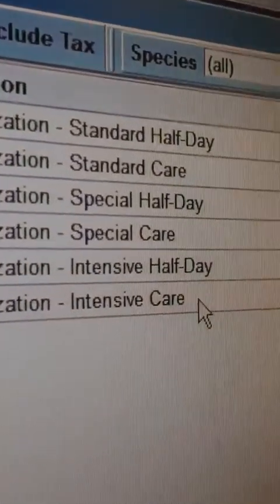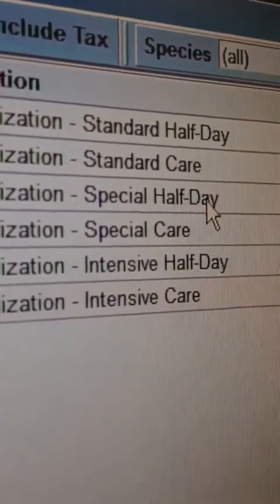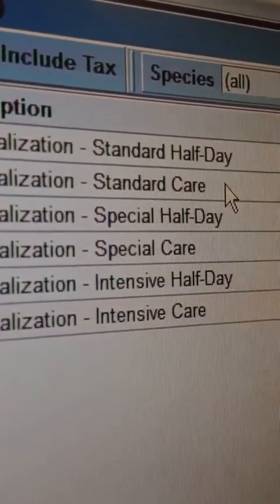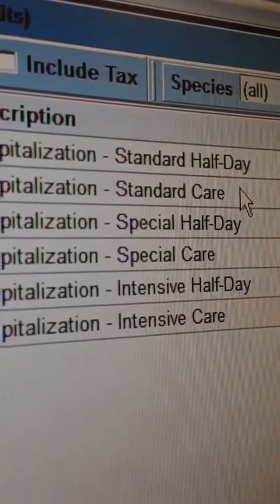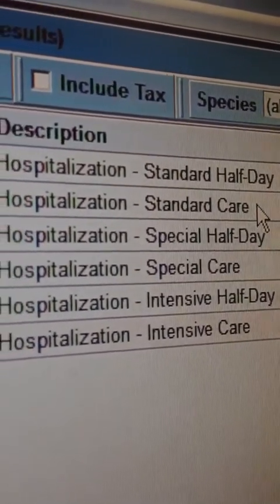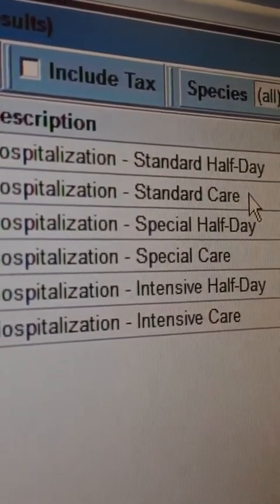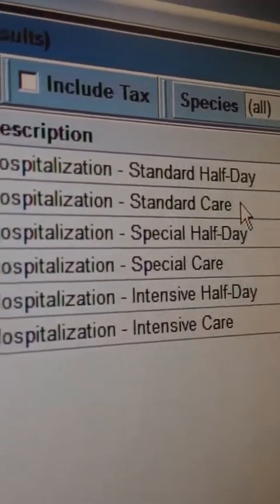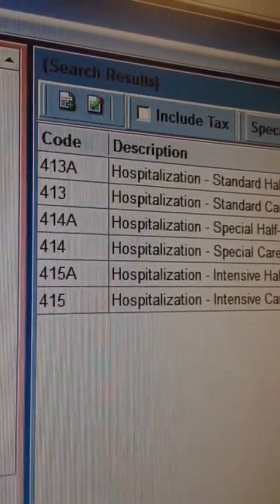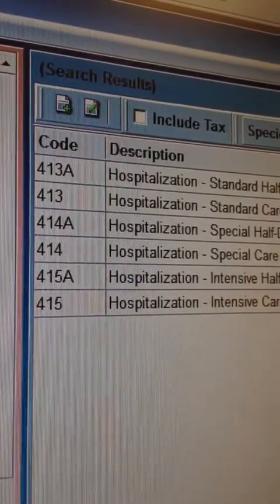You'll notice that we have full day and half day codes. Standard care hospitalization is going to be used anytime we have an animal in the hospital and it's just sitting in a cage under observation. There's no IV catheter placed. There's no treatments that are being performed other than TPRs and feeding and walking outside. This is a pretty basic hospitalization charge.